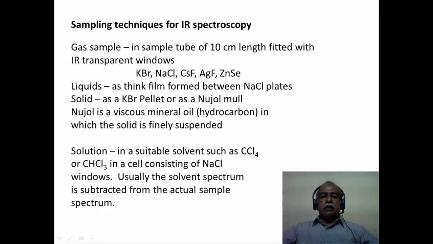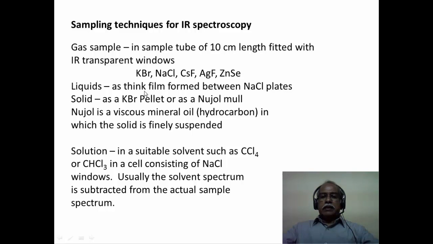Now, gas samples, liquid samples, as well as solid samples can be measured using infrared spectroscopy. If it is a gas sample, it is simply a 10 centimeter tube fitted with IR transparent windows made out of these materials. The reason a 10 centimeter cell is necessary is that the concentration of a gas sample at atmospheric pressure is fairly low, so one needs a longer path length. That is why a 10 centimeter path length is generally used.